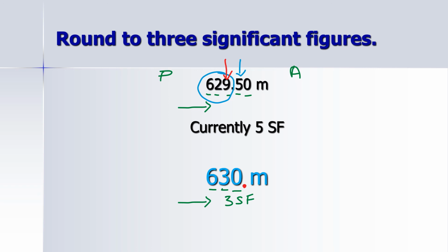Okay, so you just added that small decimal at the end, and that changed the number of sig figs that we had. And we are still very close to the original number. We went from 629.5 to 630, which is awesome.